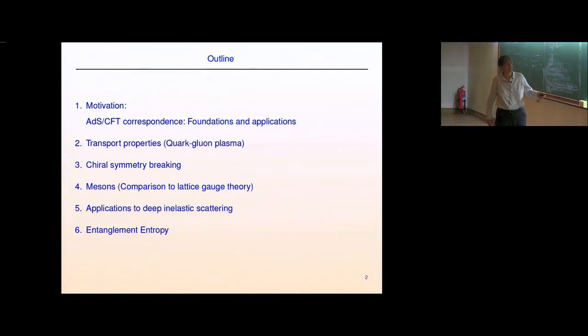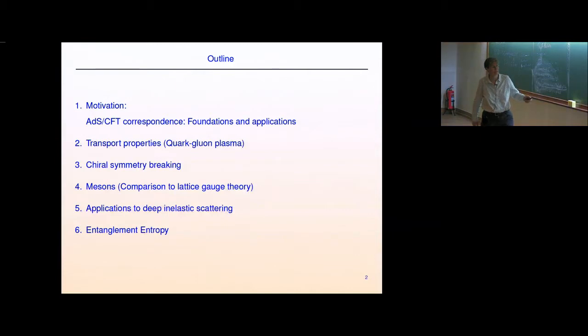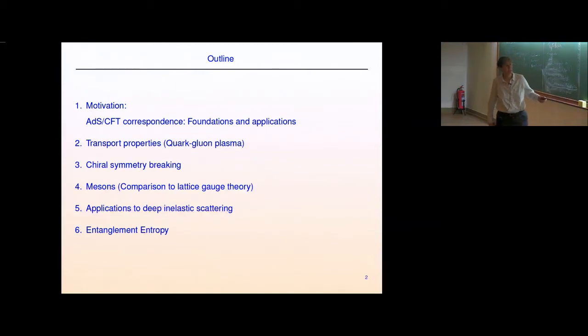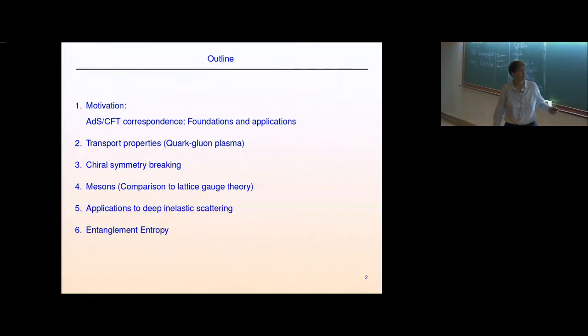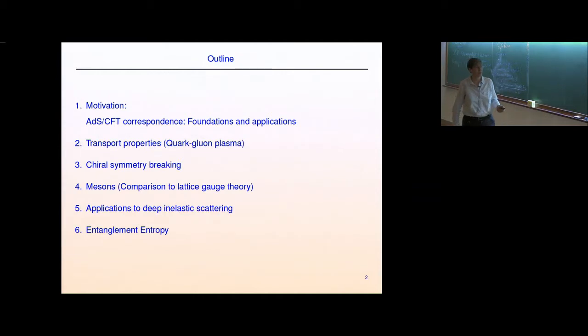On the other hand, I'll be quite explicit on how to model chiral symmetry breaking in gauge-gravity duality models, and also on how to calculate properties of mesons. One very nice feature I'm going to show you is that you can compare these holographic computations to lattice gauge theory results. If I have time towards the end, I would like to show you a little bit about some new developments which are ongoing to apply this to deep inelastic scattering. Then there's the very important current topic of entanglement entropy, and I hope to say a little bit about this also.